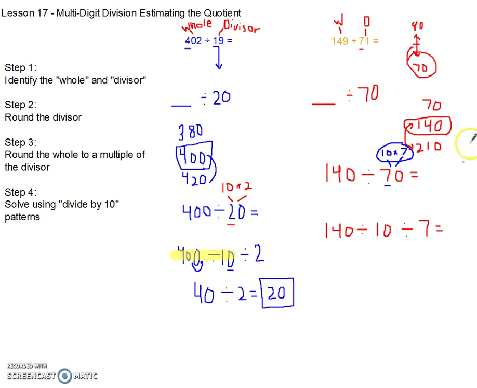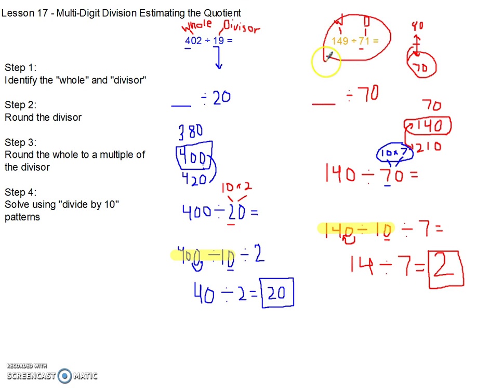So using PEMDAS, I'm going to start at the left, and the first equation that I'm going to work with is 140 divided by 10, and I know that in division with multiples of 10 or powers of 10 I just move that decimal over, so now I have 14, and then I add the rest of my division equation, which is 7, and 14 divided by 7 is 2. So this 2 is the estimate for what the answer to my original problem, 149 divided by 71, will be.